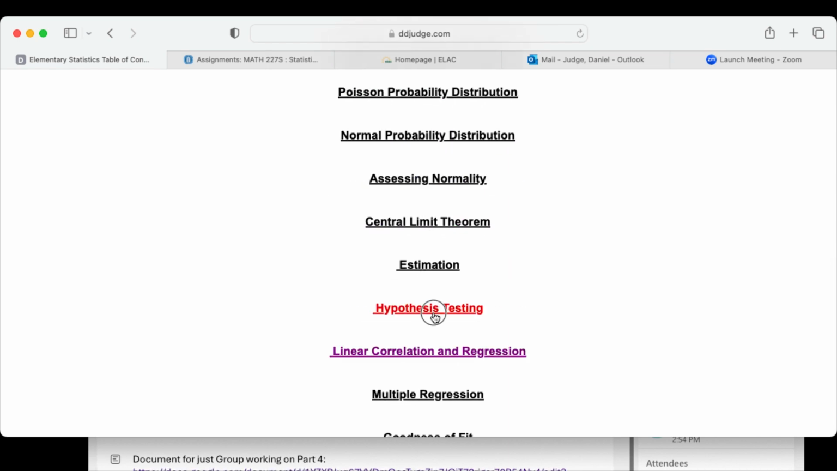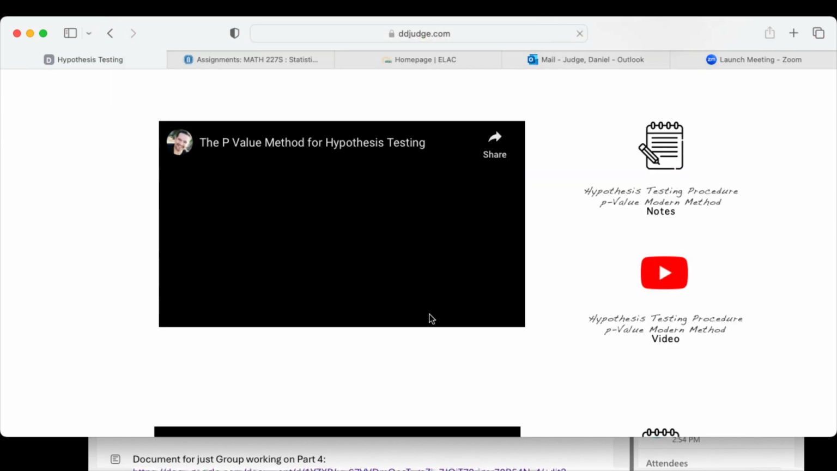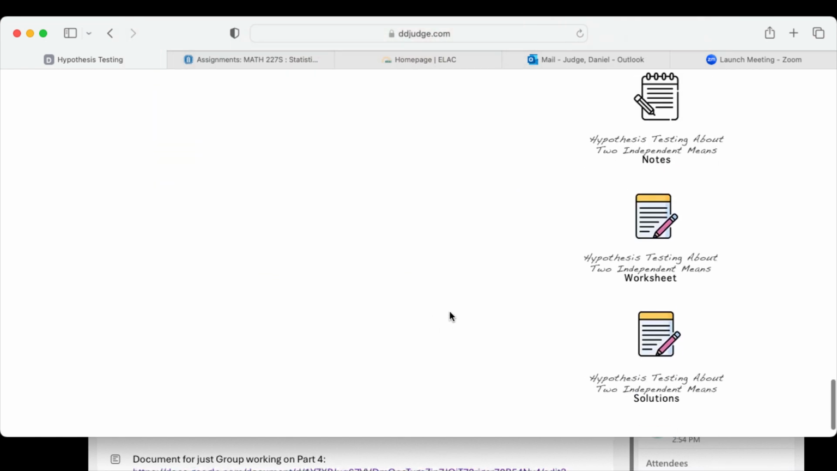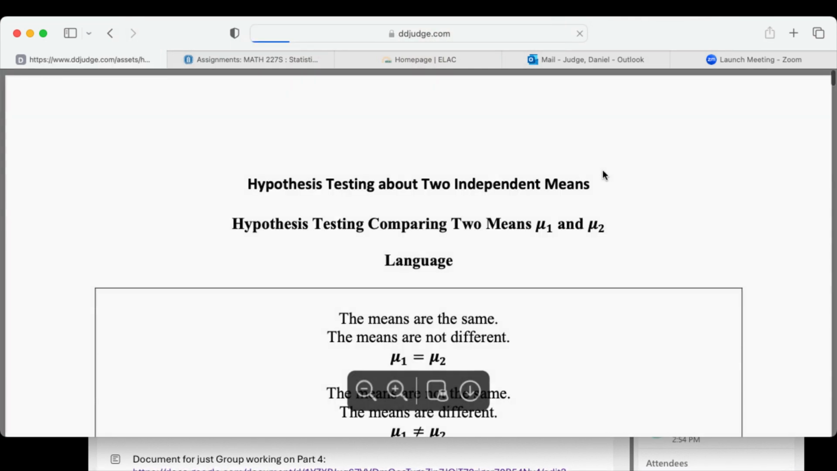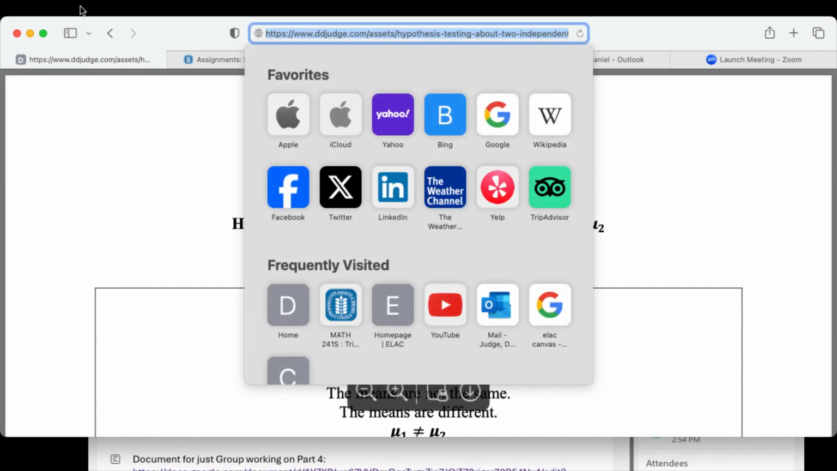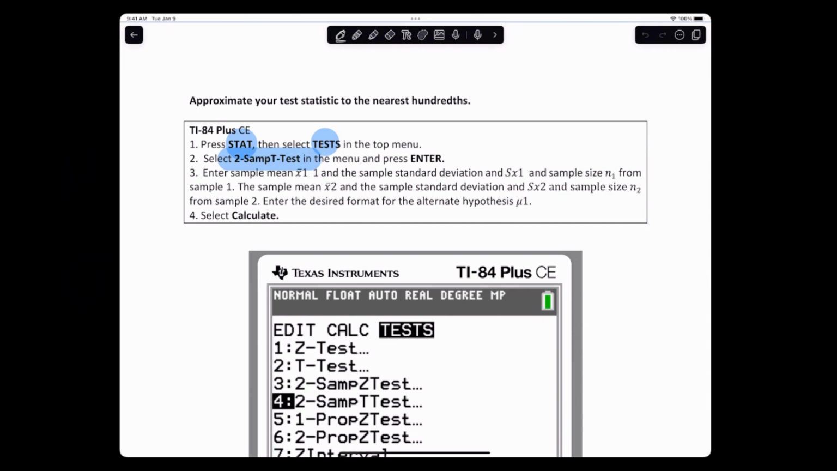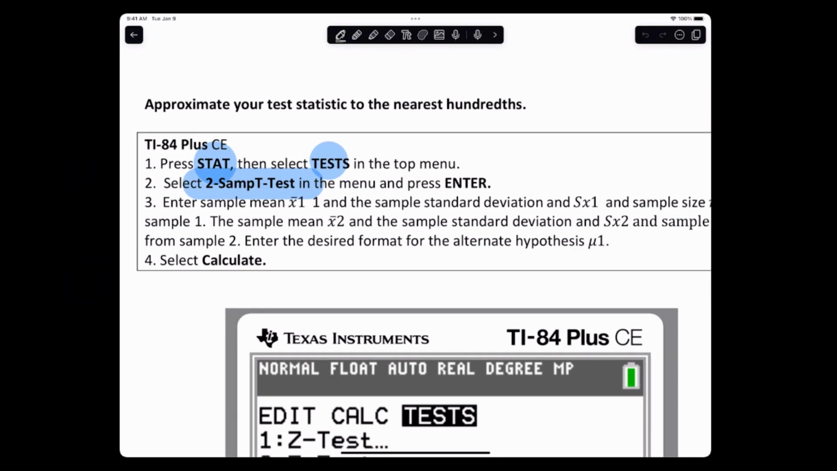Hypothesis testing about 2 means. So this is the work we were working on last time. And I did put the link in the chat last time. So there you go, ladies and gentlemen. Okay. And I do have those same notes, good afternoon, in my iPad.